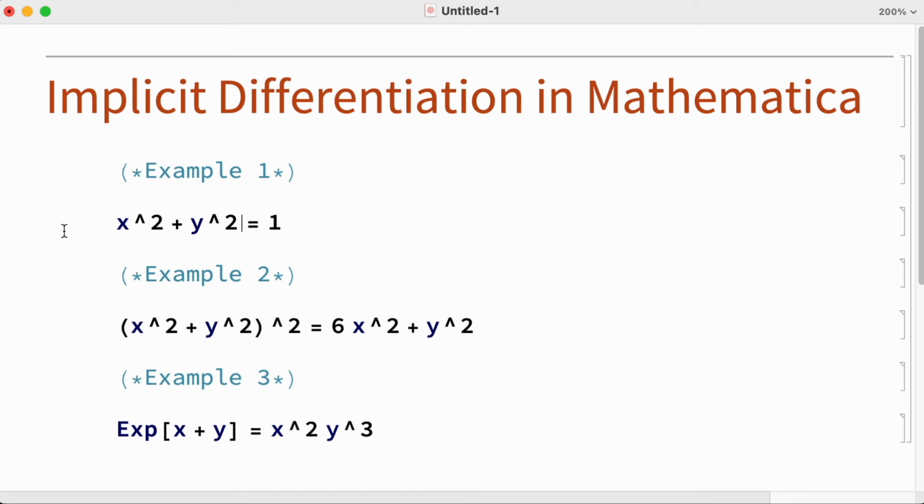Let me show you a couple modifications that you can make at this stage. If you want to go from y of x back to y, you can do slash dot y of x goes to y, like that. So that will replace the expression y of x with plain old y. And then if it helps you read it, you can also do slash slash TraditionalForm. So differentiating x squared plus y squared equals 1 implicitly gives us that y prime is negative x over y.